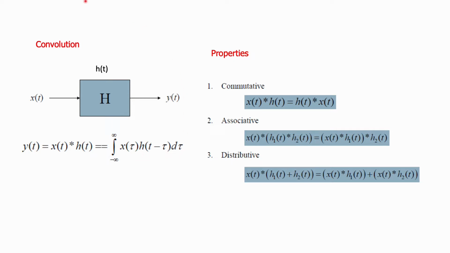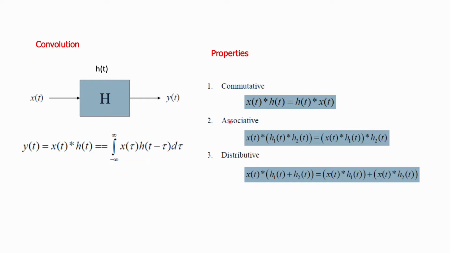So the convolution is used for many applications in digital signal processing, and communication systems also. These are all the properties of convolution. First one, commutative property. X of t convolution h of t is equal to h of t convolution x of t. Either you can do this way or this way.